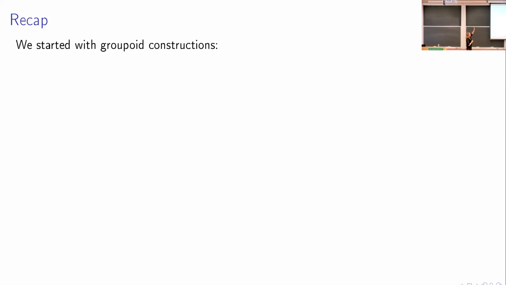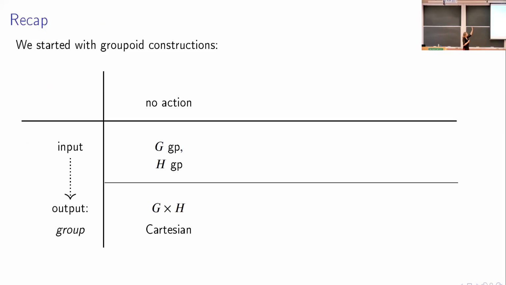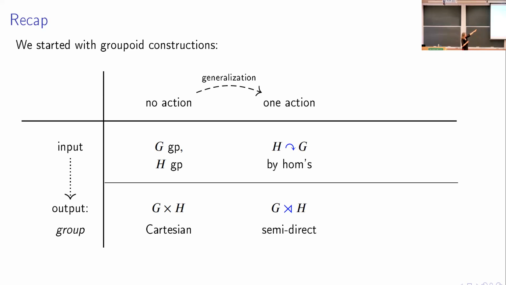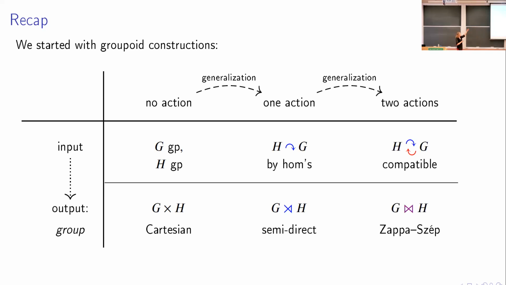Okay, let me recap what we've done. We started with groupoid constructions. If you have no actions, you have two groupoids, you get the Cartesian product. If you have one action by homomorphisms, you get the semi-direct product. If you have two actions that are compatible in a certain way, then you get the Zappa-Zep product.